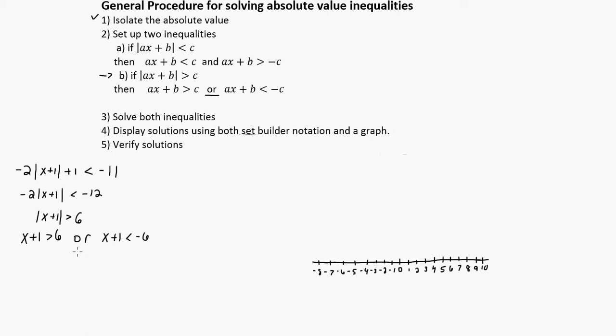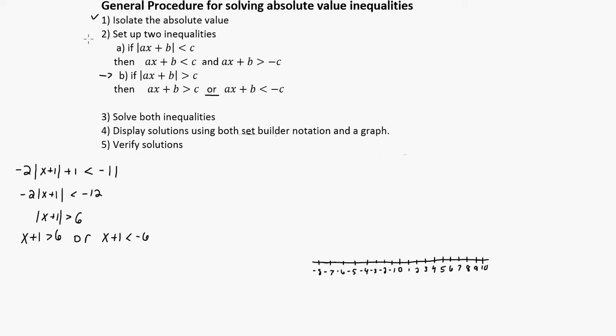You can go back to the geometric interpretation. I need a number in this absolute value whose distance from 0 will be greater than 6. Well, then that number, in this case x plus 1, would have to be greater than 6 in order for its distance to be greater than 6 from 0. Another way you could do that is if that number was less than negative 6, it would have a distance from 0 greater than 6. So you can just go back to that. I have a video on the introduction of absolute value inequalities which discusses that. But right now we're just using this procedure to solve the inequality.